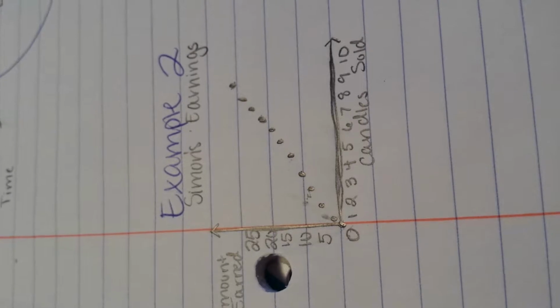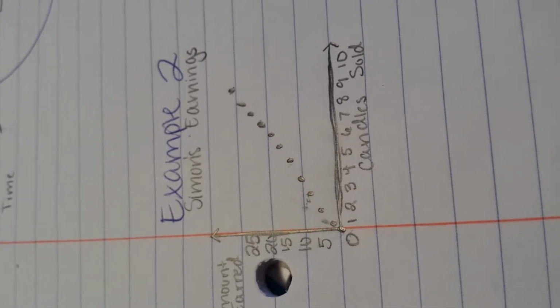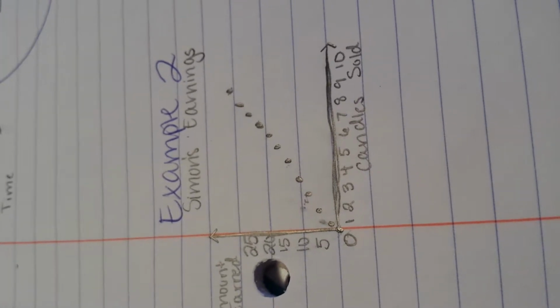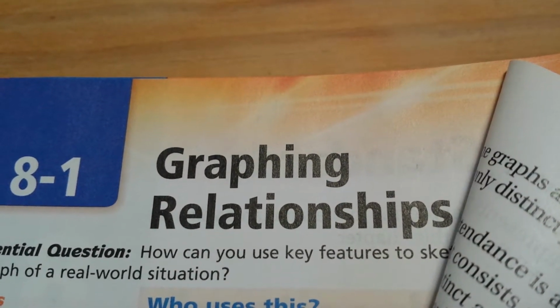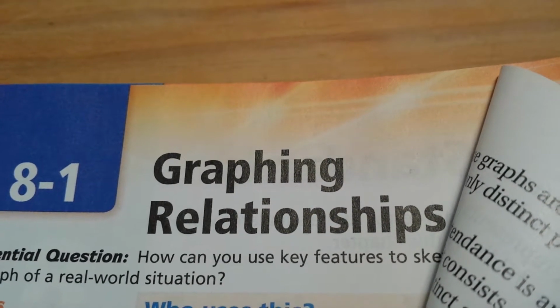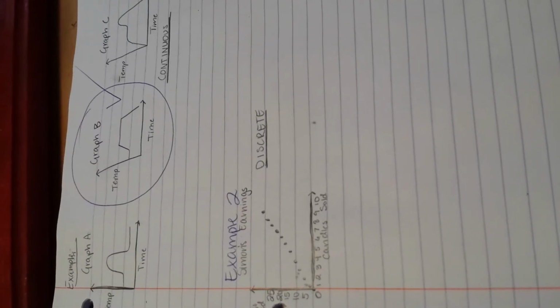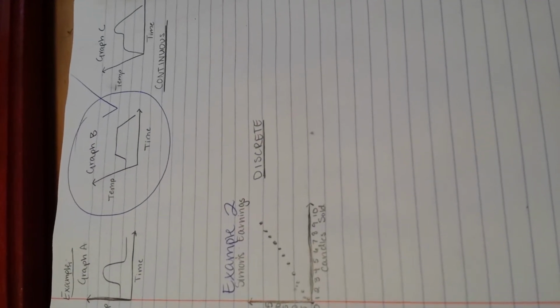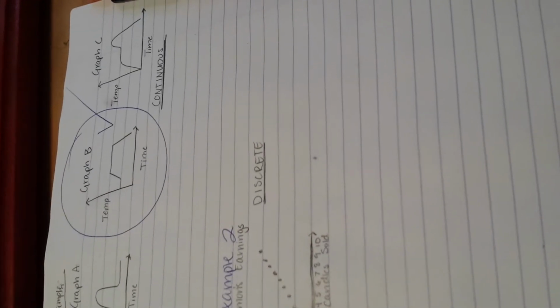And another example of a continuous graph is the last example we did. Now that we've covered graphing relationships, we will now turn to relations and functions. In the last section, you saw how we were doing relationships represented by graphs.